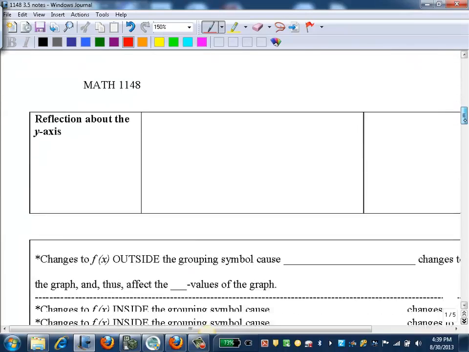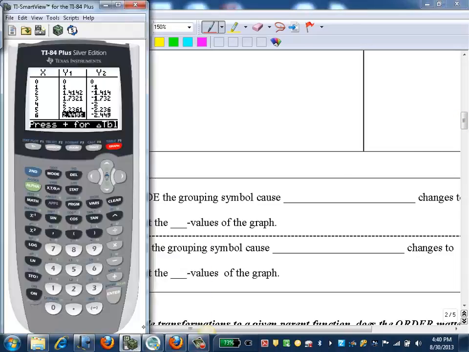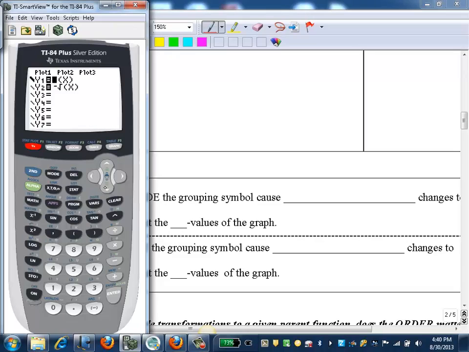Okay, so we can also reflect about the y-axis. In order to do this, we'll look in our graphing calculator. We'll leave the parent function square root of x, and now I'm going to move that negative from outside the grouping symbol to inside. So I'm going to insert that negative sign inside the square root, so now it's the square root of negative x. So now we're multiplying a negative 1 by the x's, and that's going to reflect it horizontally, and that's about the y-axis. So you can see the mirror image.